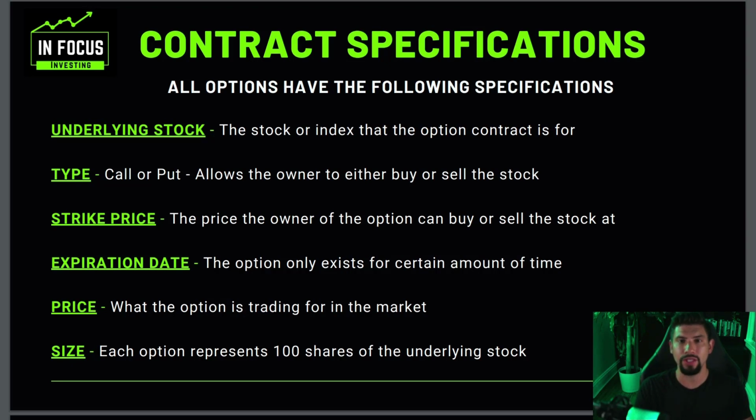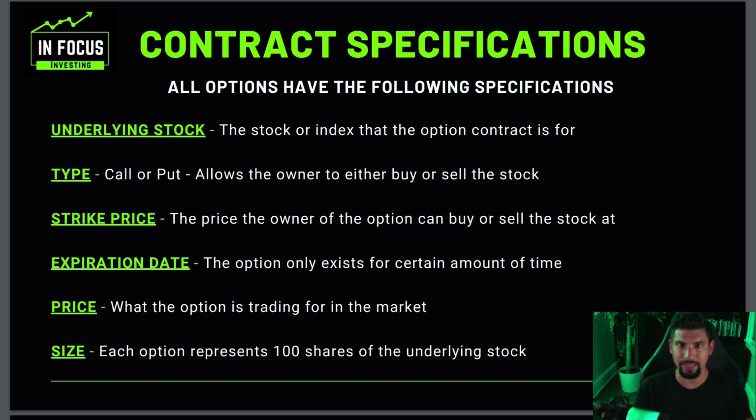Now we're going to go into the contract specifications and what different variables there are. In this case, we have the underlying stock. In our previous example that we were just discussing, it is the home. In this case, with options, we're talking about stocks.